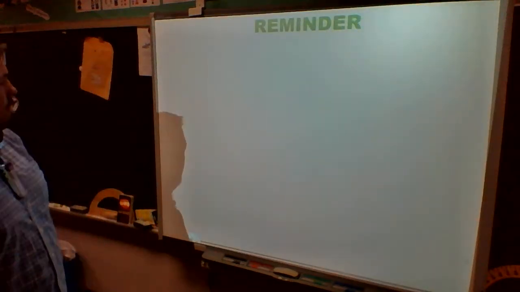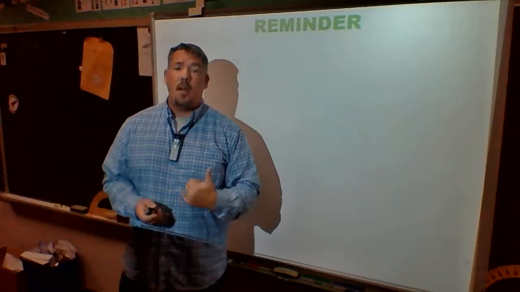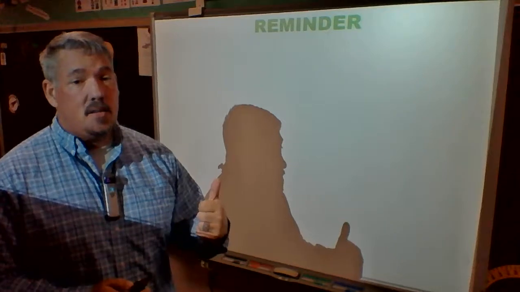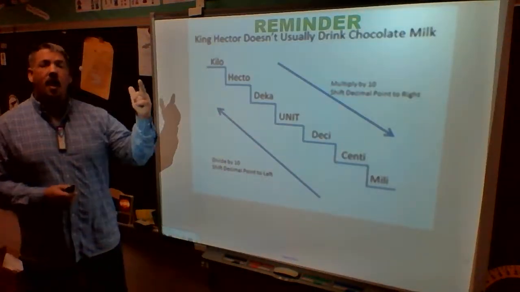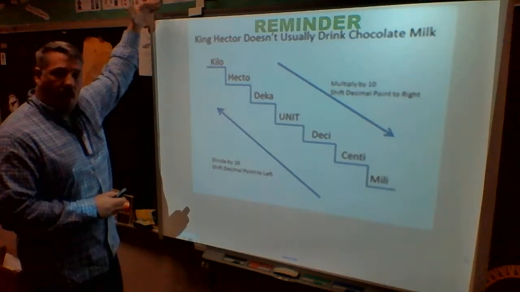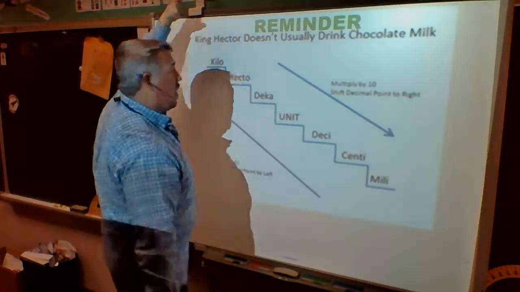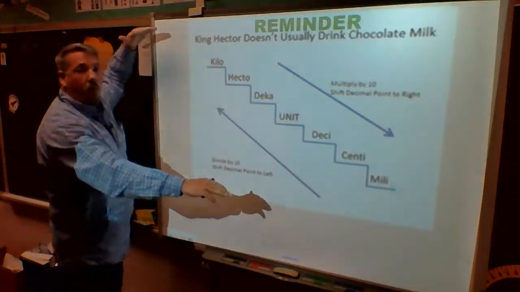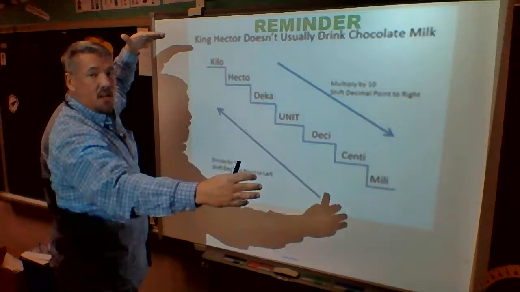I apologize. So before I let you go on this video to do the homework, I want to give you a reminder of what we did before Christmas break in science. Think back to science because these are going to be on your homework. Remember that King Hector doesn't usually drink chocolate milk, and that the king is always to the top left, and all of its subjects are over to the bottom right. And then if I'm leaving the king and going down certain steps, then I'm going to move my decimal to the right however many steps I take.